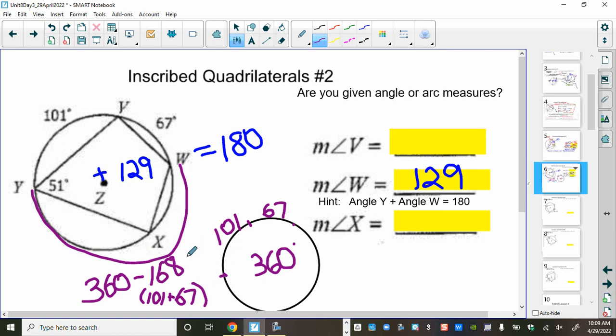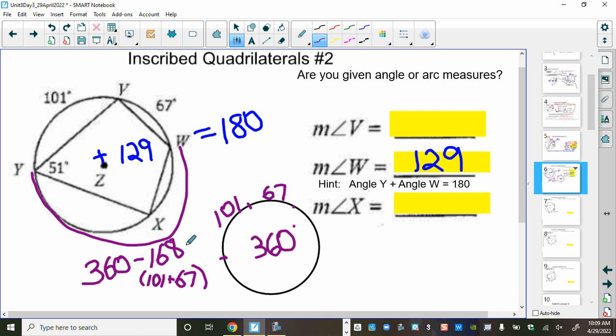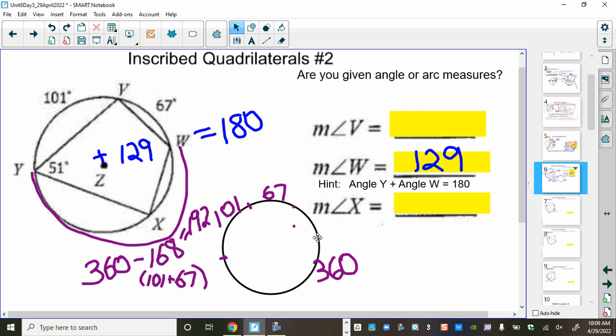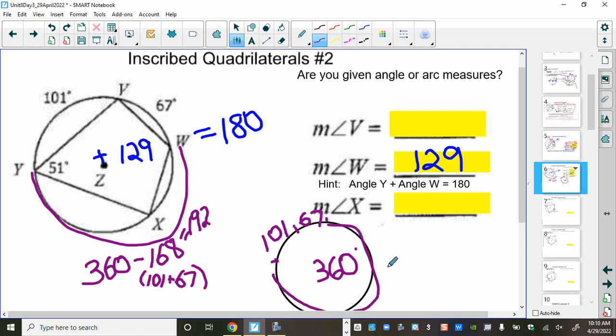So now we take the 360 minus 168. What's the remaining arc length? Okay, it's 192. All right, let me move this circle out of the way. So the remaining arc length from here all the way to here is 192.